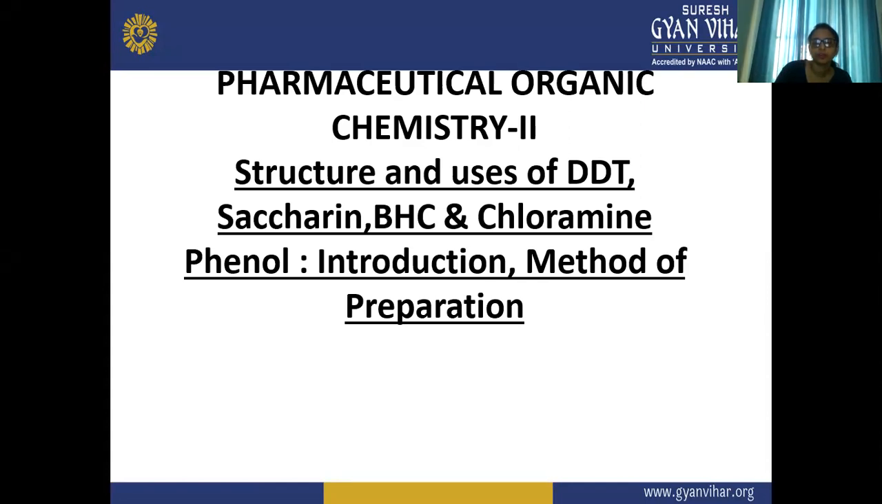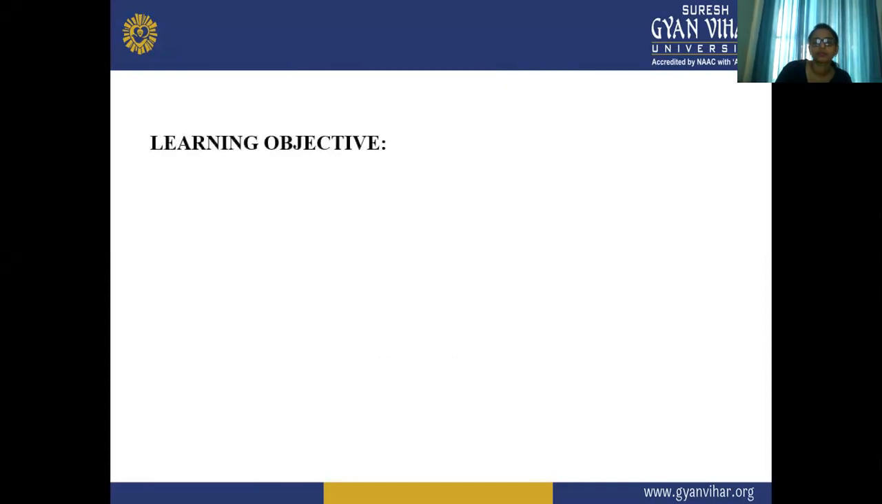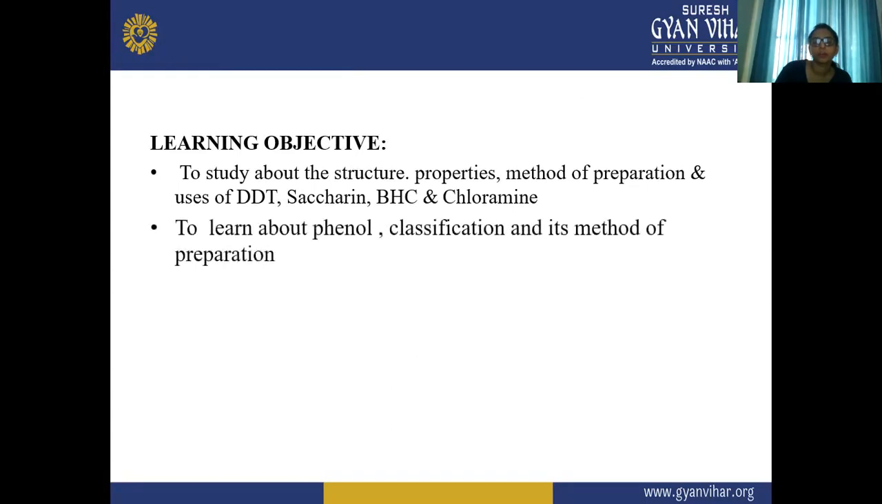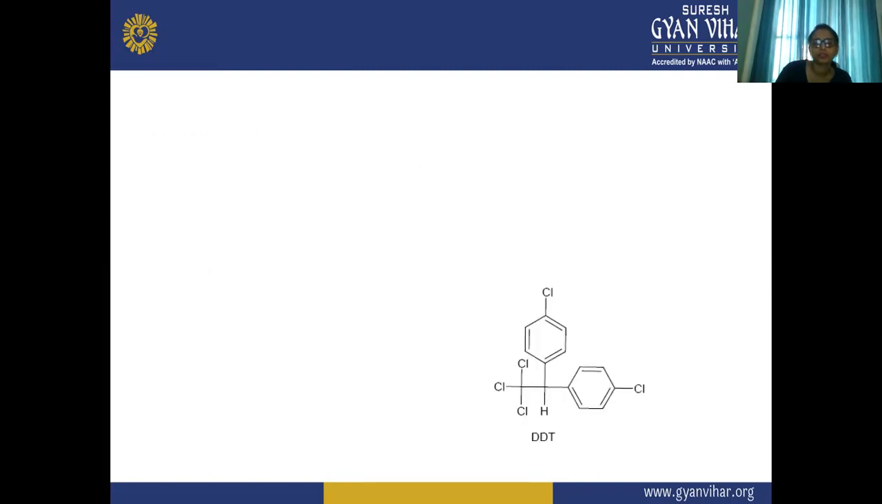So here in Pharmaceutical Organic Chemistry, today we will discuss the structure and uses of DDT, saccharin, BHC, and chloramine, and phenol, its introduction and its method of preparation. The learning objectives of today's topic are that we will study the structure, properties, method of preparation and uses of these compounds, that is DDT, saccharin, BHC and chloramine. And here we will learn about phenol, its classification and its method of preparation.